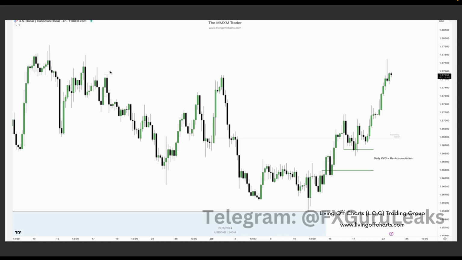Now, there's a reason for this. There's a very strong reason for this. And it's because there's exact equal highs. Now, there's relative equal highs here on this chart. However, they're not perfectly exact. And exact equal highs are a very strong draw on liquidity.